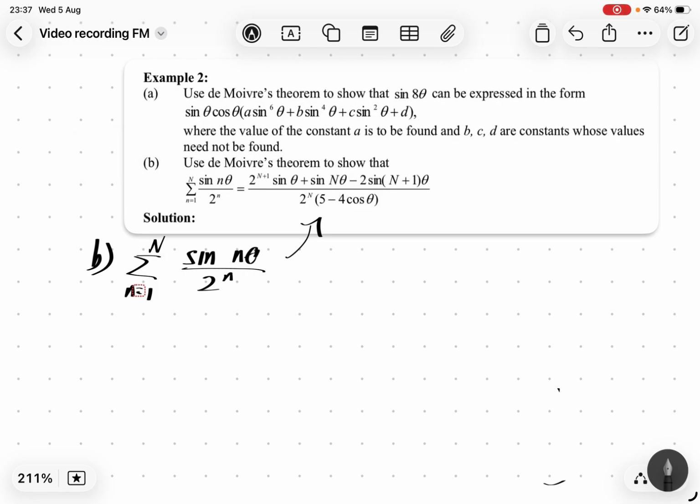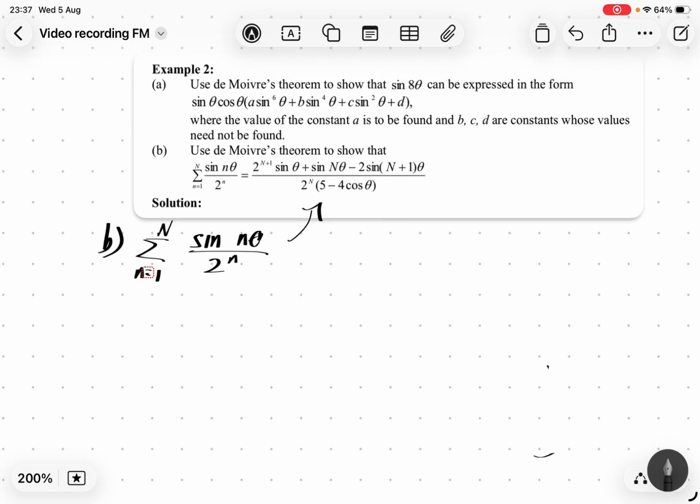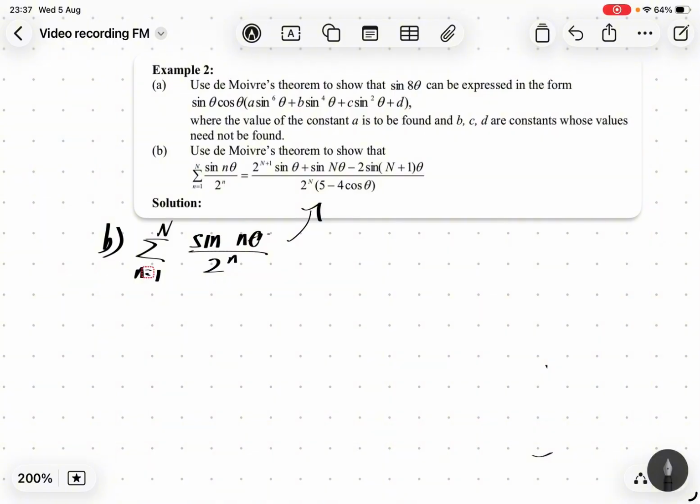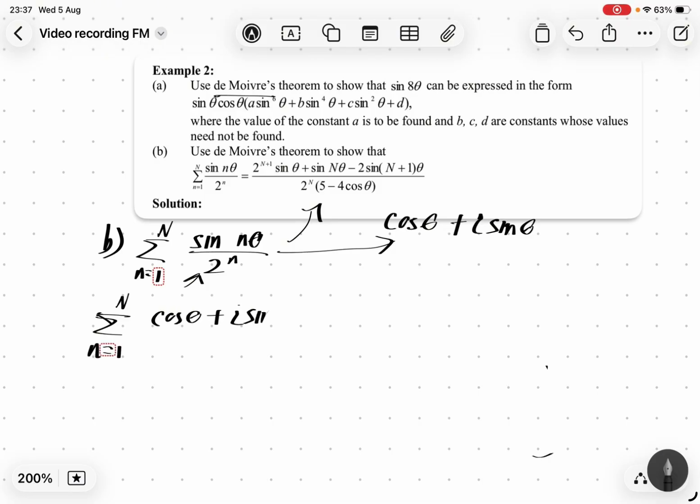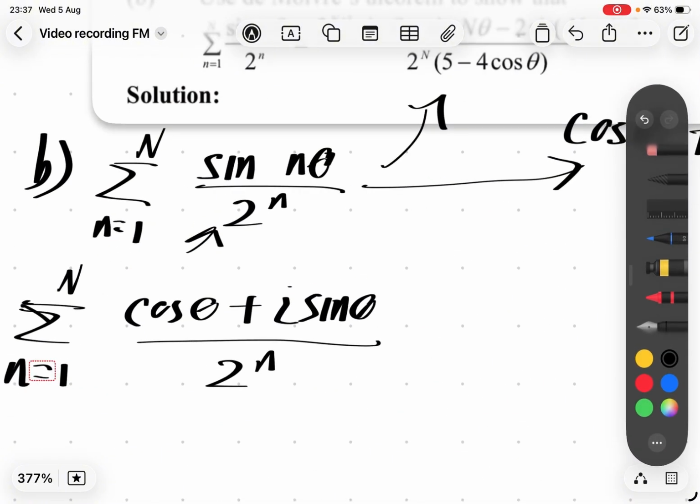And we know that we need to do something, because it involves De Moivre's theorem, so it must involve something like this one. So how do I incorporate this into this? So I have this. How about instead of the summation of sine n theta over 2 power n, I take the summation of n equals 1 to n of cos n theta plus i sine n theta over 2 power n. Oh wait, at the end here.